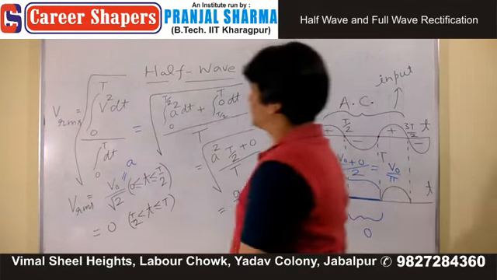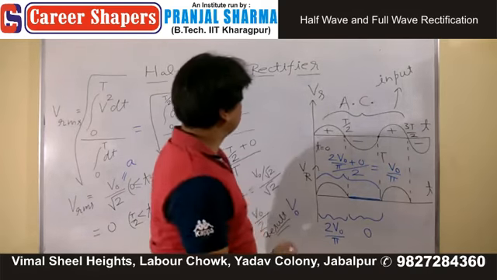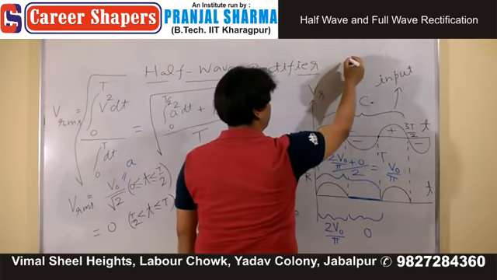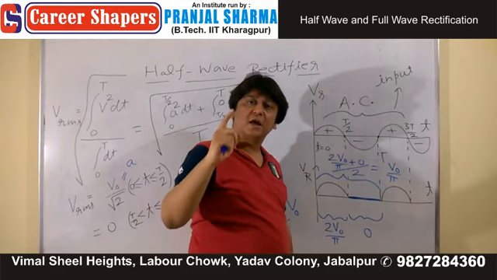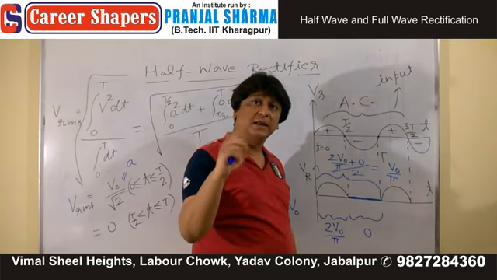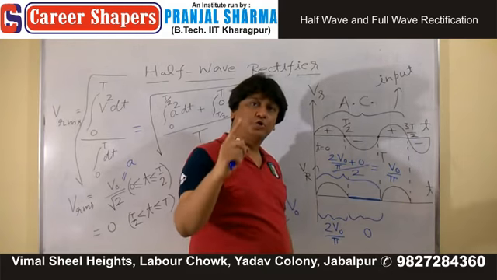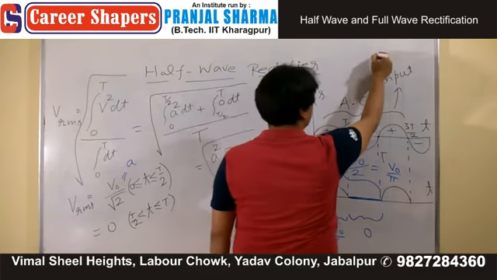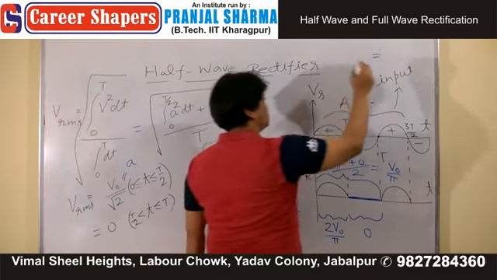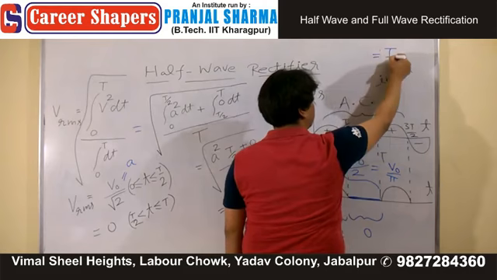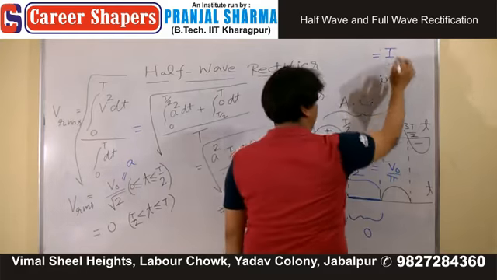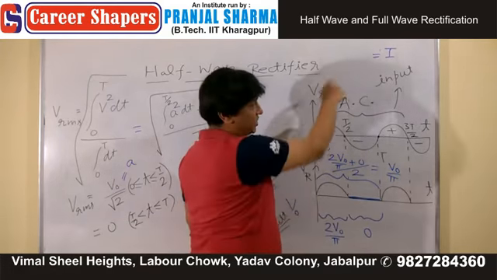And those who can understand the whole thing fast, for them it's here. What was the meaning of RMS? Current-wise RMS was the DC, direct current, which produces the same heat. For the time being, let's use I. Suppose we need I RMS for the complete cycle.